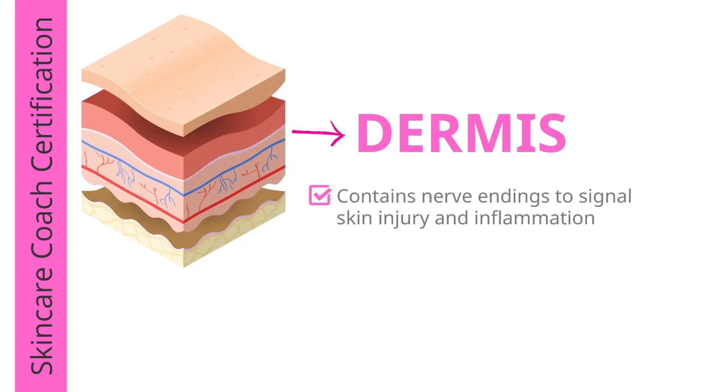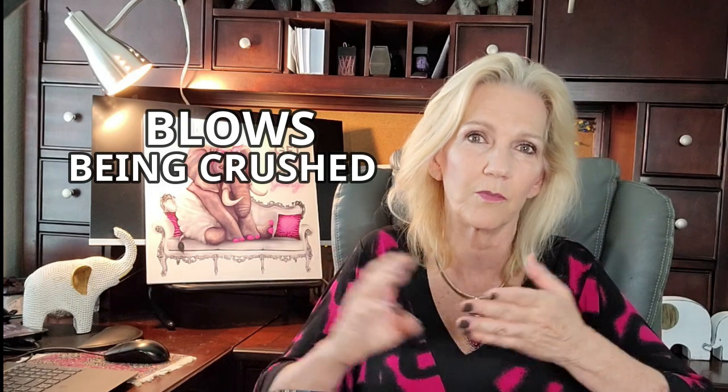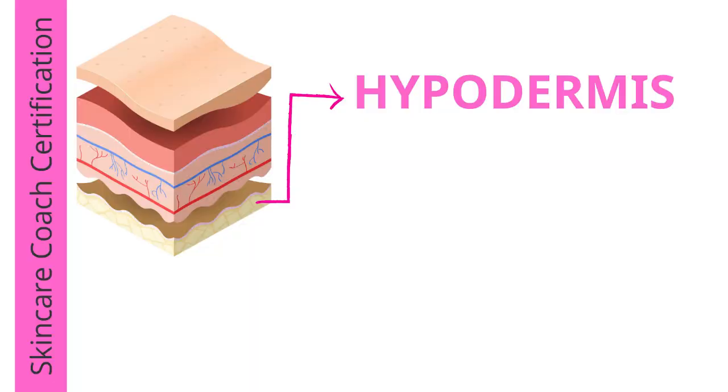The dermis contains nerve endings to signal that the skin has been injured, and also it considers inflammation. These nerves help you feel pain and signal whether something's too hot to the touch, soft, or sticky. The dermis plays an important role in wound healing as well. The dermis also cushions the deeper structures of your body from mechanical injuries caused by blows, being crushed, or from objects actually penetrating it. So let's talk about the hypodermis.